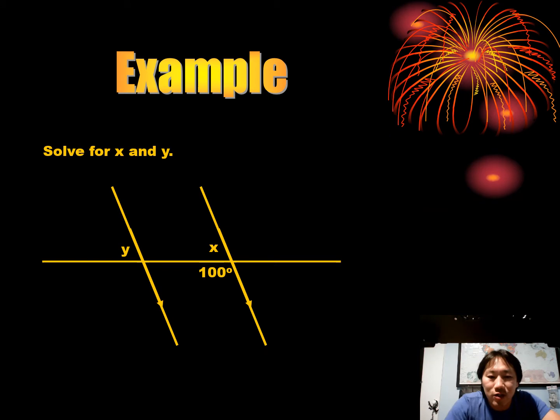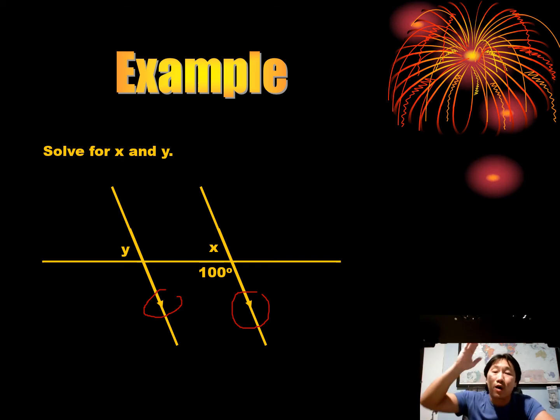Let's go ahead and do an example. You'll be given something like this, and then you'll be asked to solve for x and y. The very first thing you have to notice is these little arrows. I know they're really hard to see, but as soon as we have those arrows, which means those two lines are parallel, then we can use all of those rules that I just listed out. So let's solve for x first. Notice this is 100 degrees, and then there's x.